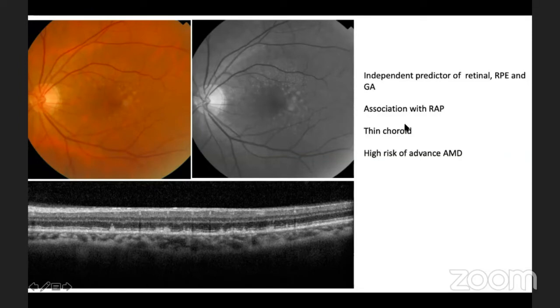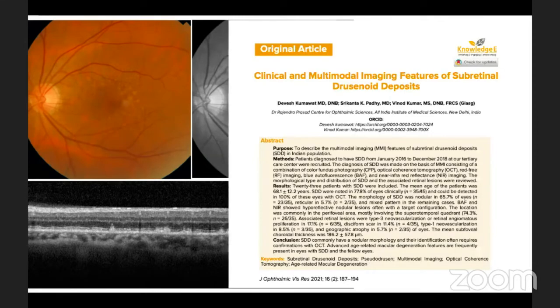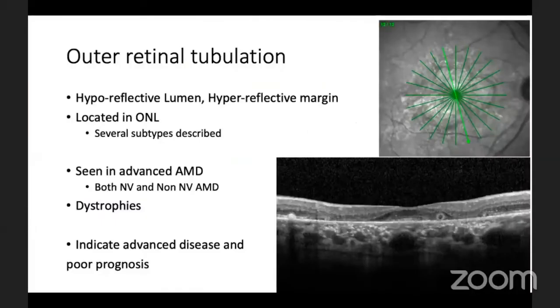Now, what is the significance of these SDDs? One, they are independent predictor of retinal RPE and geographic atrophy of the retina. They can have a very high incidence of association with RAP or something known as type 3 neovascularization, and they tend to be associated with thin choroid and high risk of advanced AMD. Now, from India, there is very limited literature available on it, and we have recently published clinical and multimodal imaging features of subretinal drusenoid deposits.